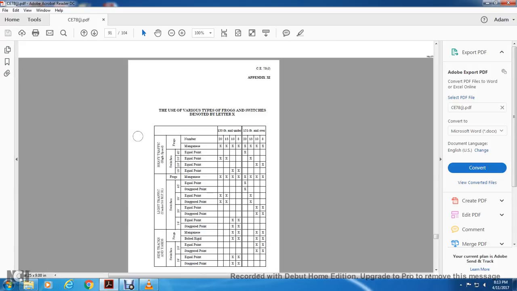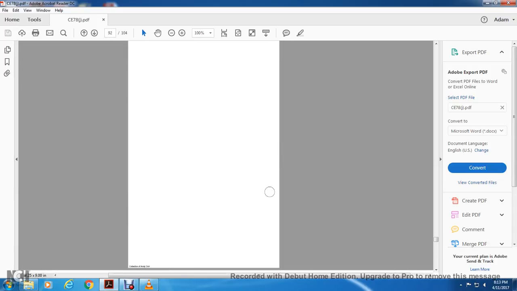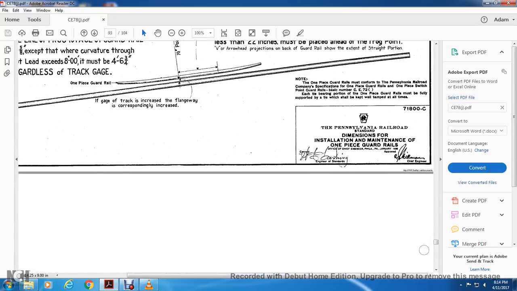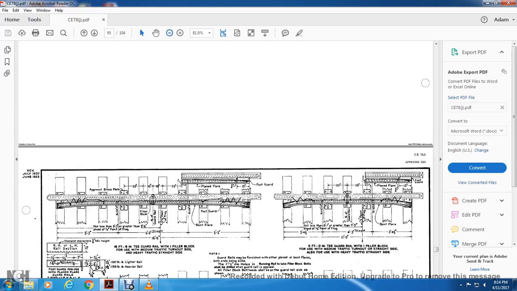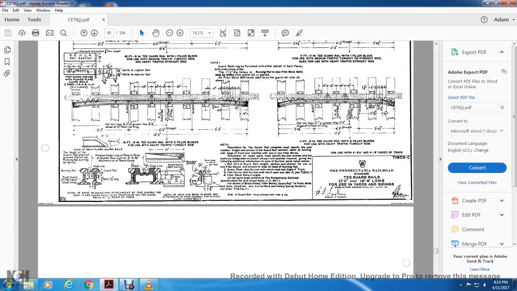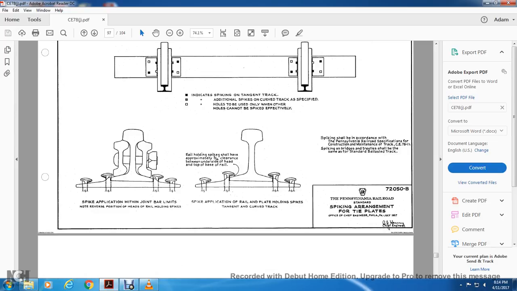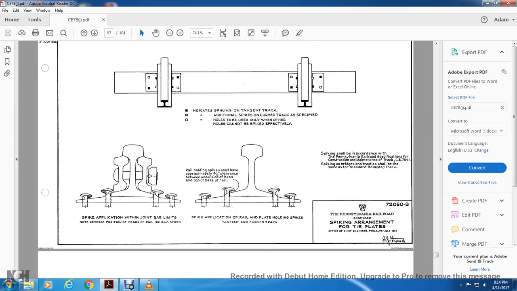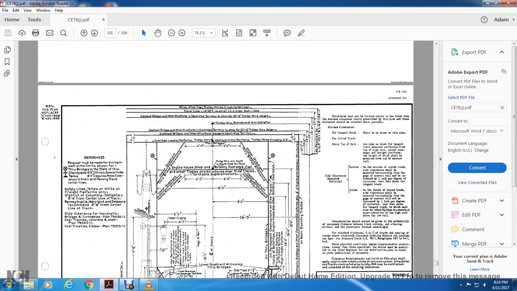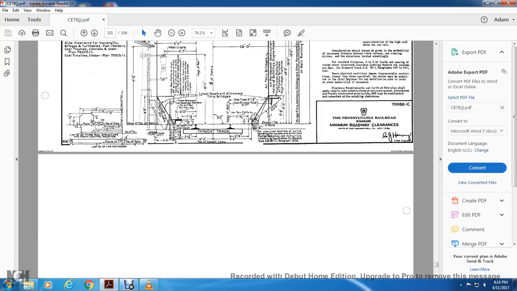Uses of various types of frog switches denoted with the letter X. Installation and maintenance of one-piece guardrails. T guardrails, 11 foot and 16 by 16 and a half foot for use in yards and sidings. Spiking arrangement for tie plates. Speed limit sign for temporary speed restriction. Minimum roadway clearance.